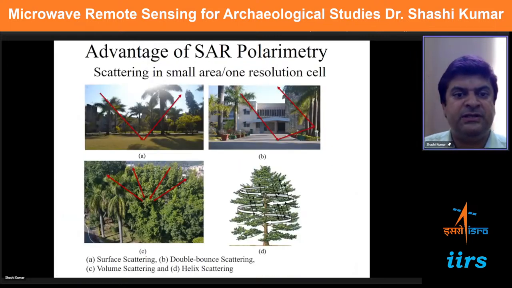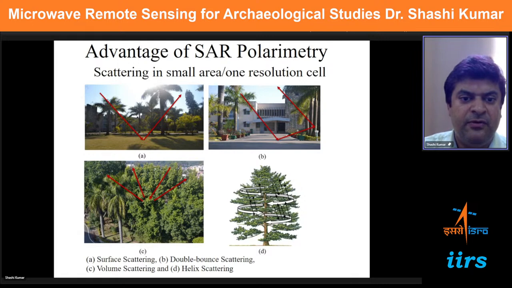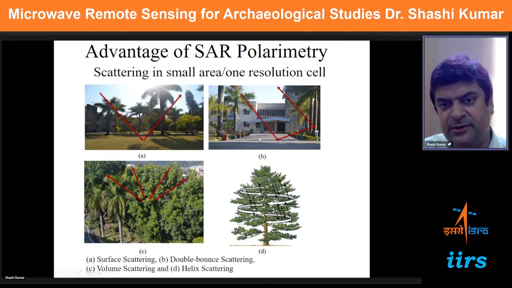Now, why are we using SAR polarimetry? Because when we have the fully polarimetric SAR data set, in a small area or within a resolution cell or within a pixel, there may be several kinds of objects. Suppose there is a 50-meter resolution cell in which there is surface scattering, because here you can see that single bounce scattering is there. The SAR sensor is transmitting electromagnetic pulses, and all the electromagnetic pulses are going away from the direction of the sensor. So this is going to contribute to surface scattering or single bounce scattering.